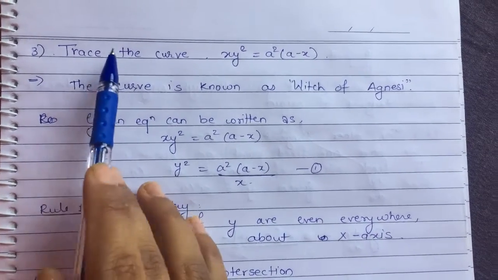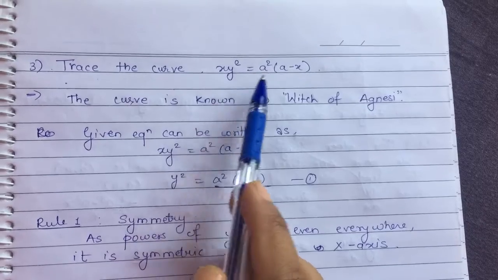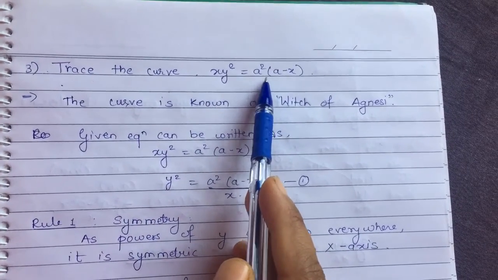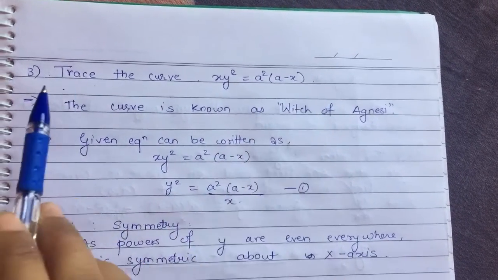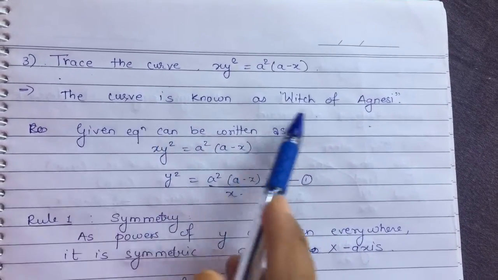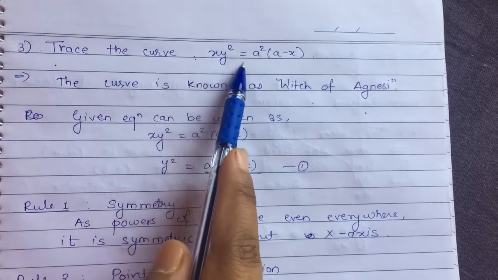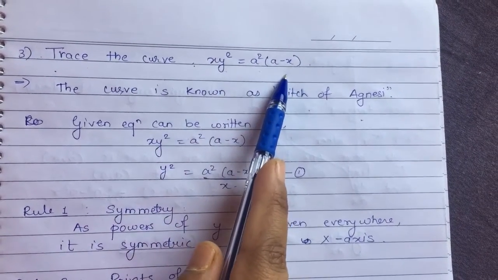Good morning, students. Today we will see the third problem of curve tracing, that is, trace the curve xy square equal to a square into a minus x. This curve is known as the Witch of Agnesi. This is the name of the curve. Now the given equation of the curve is xy square equal to a square into a minus x.